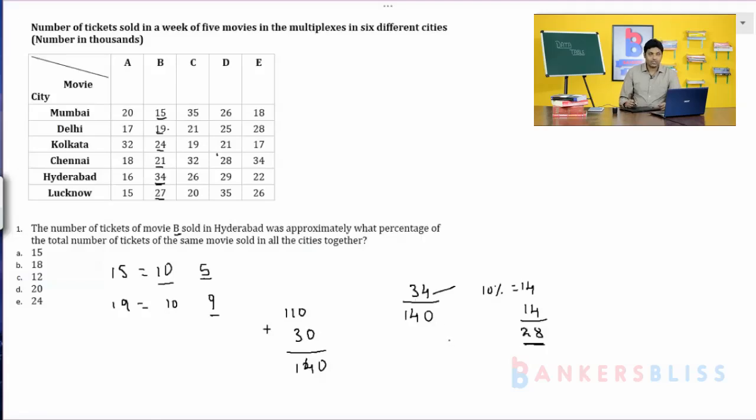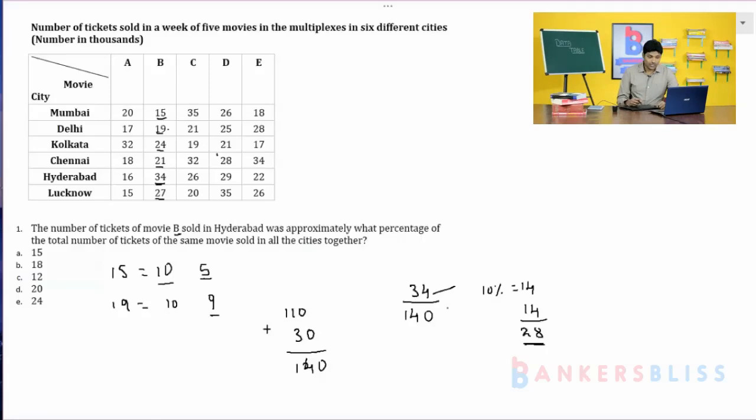So 10% is equal to 14, and one more 10% is also 14, so altogether 28. So for that 20% you got 28. See, this you can do orally: for 140, 10% is 14, 20% is 28. After calculating 28, you have still not got 34, so you need a much higher percentage. Do you have any option?